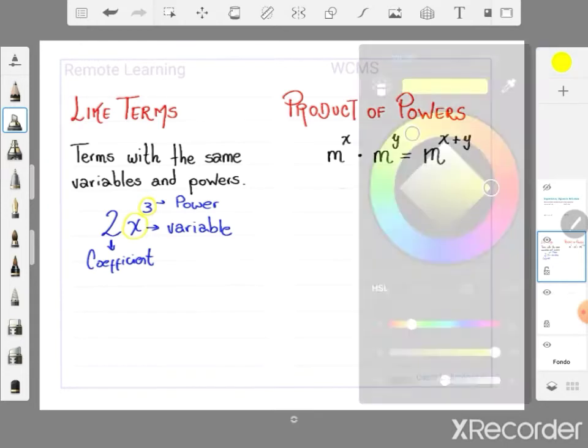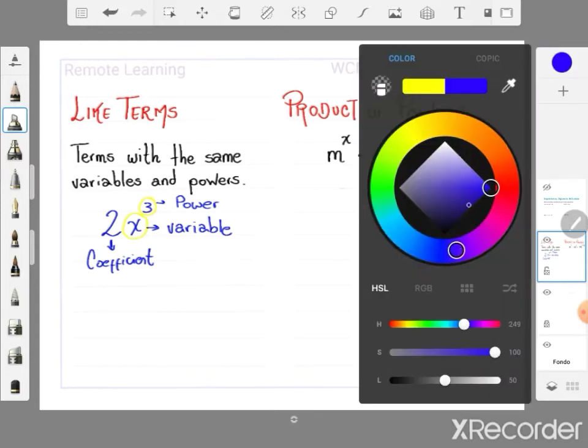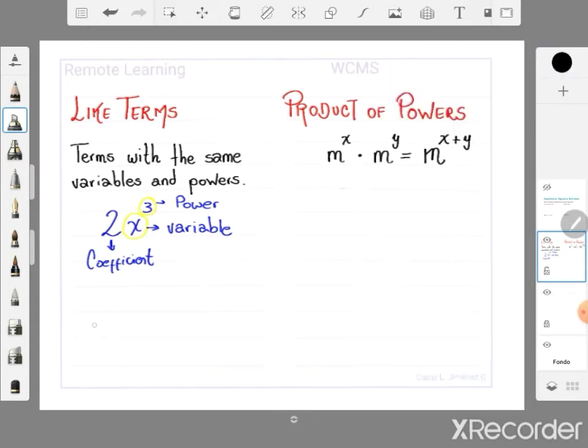Let me show you an example about this. For example, if you write negative 5a to the second power and 7a to the second power, do we have the same variable? Yes, we have a. Do we have the same power? Yes, we have the second power. So these terms are like terms, okay?